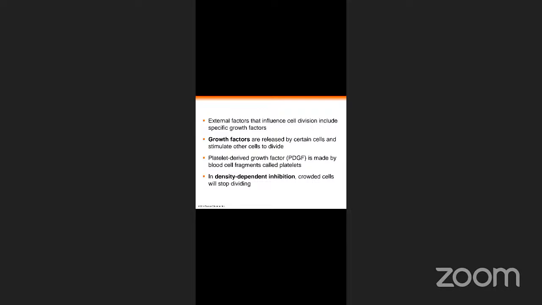That means these are the external signals. Okay, so one external signal is growth factors. Like when the adjacent cells produce some growth factors, they will induce the division of the other cells. That is one kind of external signal. And another external signal is density dependent inhibition. That is, if the cells are crowded, then what happens? Usually the cell division will stop. So that is like a death signal, not a death signal, but an inhibitory signal.